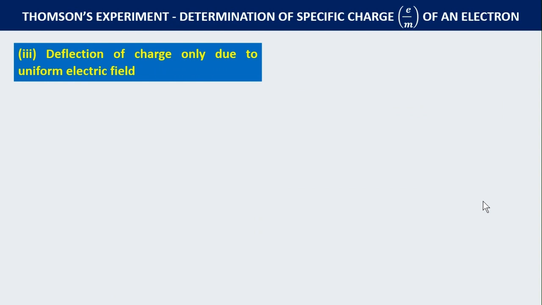Determination of charge. Deflection of charge only due to a uniform electric field. Here you have the deflector plate. The length of the plate is L equals vt. What is v? It is the velocity of the cathode ray. What is t? t is the time taken to travel through the deflector plate of length L. Right? So L equals vt.